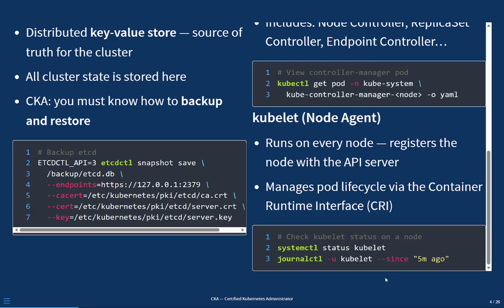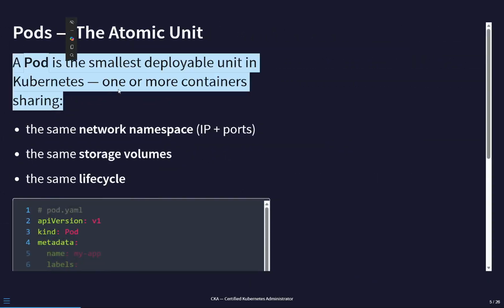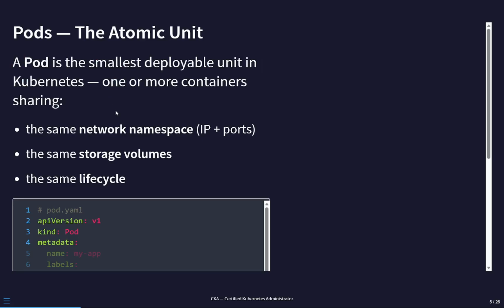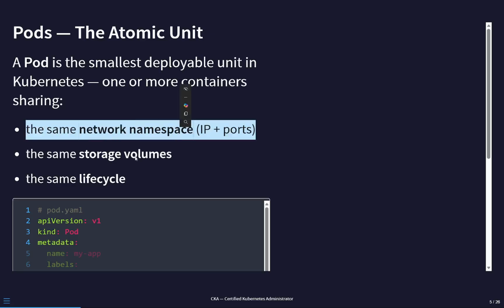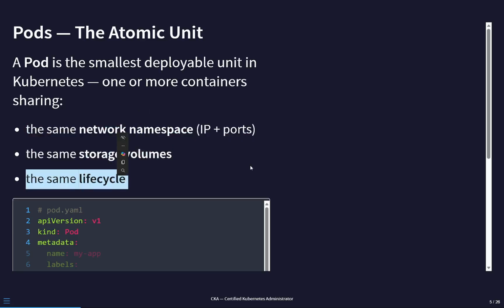Now let's talk about pods. The pod is the smallest deployable unit in Kubernetes. You don't deploy containers directly, you deploy pods, and each pod wraps 1 or more containers. All containers in a pod share 3 things. The same network namespace, meaning they share an IP address and can communicate over localhost, the same storage volumes, and the same lifecycle. If the pod dies, all containers in it die together.